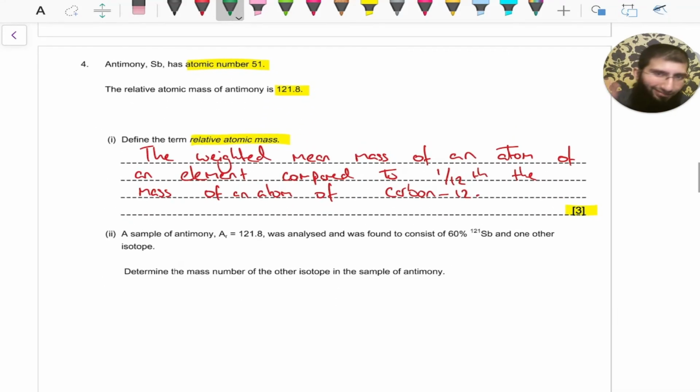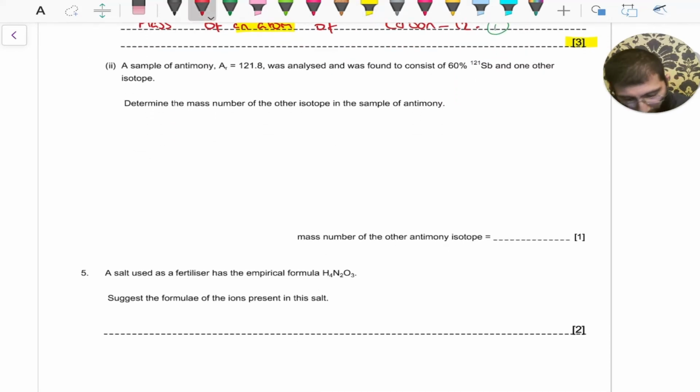Yes, it's a bit iffy. Anyway, where do you get the marks? You get the marks for stating weighted mean. You get another mark for comparing it to 1/12, and you must have the mass of an atom of carbon-12. A couple of points that students often miss out in this definition. They either miss out weighted or mean, both of which are important, and in fact they even miss out mass. They often forget to compare it to 1/12 the mass of an atom. That's the second point that they miss out, and it's really important that you show all the words that I've shown in my definition here. Again, 3 marks, really easy. No reason for you to be losing marks there.